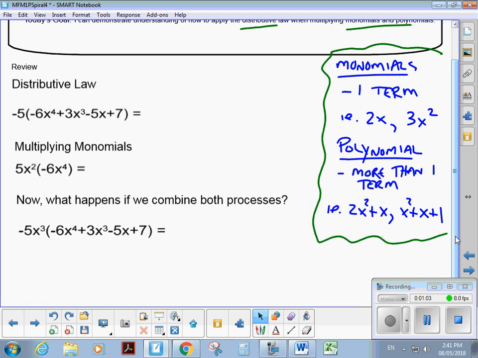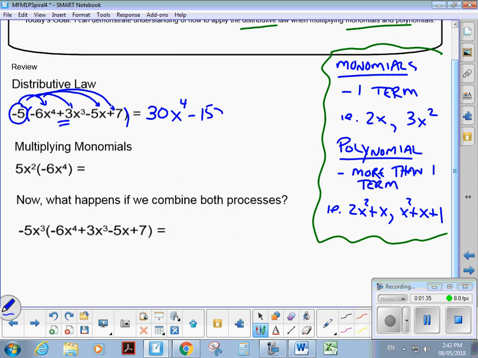So we want to do a little bit of work with that. So this is a review. We did distributive law way back. I believe it was Spiral 1. So brackets mean multiplication. So we are going to take this -5, and we are going to multiply everyone by -5. We want to make them -5 times bigger. So -5 times -6 is positive 30, x to the fourth. So we now have 30x to the fourth. -5 times 3 is -15x cubed. -5 times -5 is 25x. And -5 times 7 is -35. So there's your distributive law.